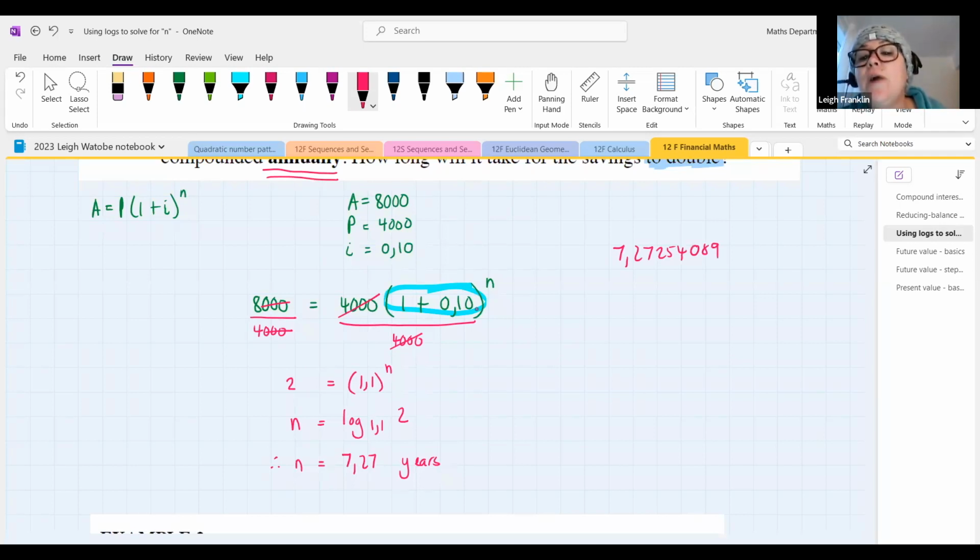2540897. You got that on your calculator, right? What you want to do is get rid of the units. So you're going to subtract 7. That means you're only left with the decimal.